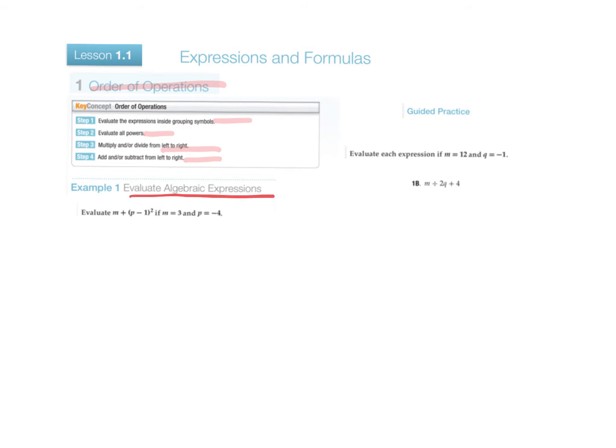We want to evaluate the expression, and we're going to first substitute these numbers for where they go, and then do order of operation. So m is a 3, so I'm going to substitute a 3 there. And then p is a -4, so I'm going to put a -4 where the p is, -1. And then we have our parentheses and our exponent of 2.